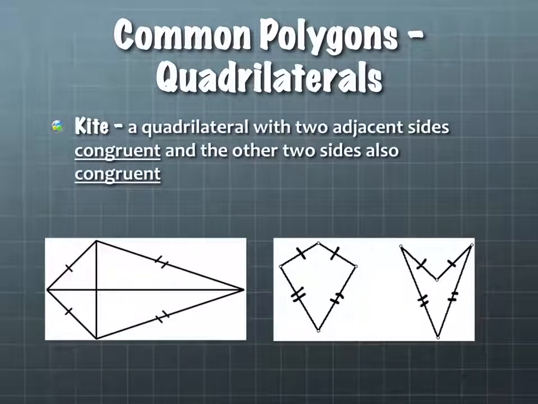Kites are interesting. I've got some images up here of kites. A kite is a quadrilateral with 2 adjacent sides congruent and the other 2 sides also congruent. This one's marked really nicely, so I was apparently able to get some good pictures of this one. On the first diagram, this is what you probably think of when you think of a kite, like the flying in the air kind of kites mostly. You've got the left hand 2 pieces marked as being congruent, the right hand 2 pieces marked as being congruent.